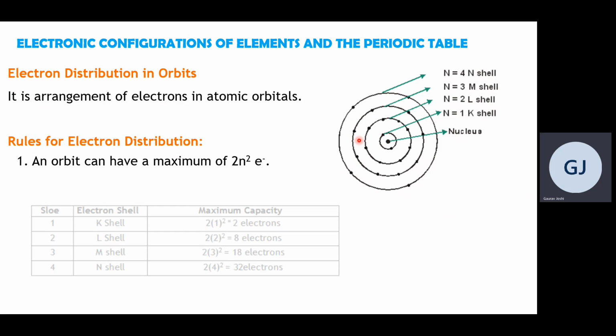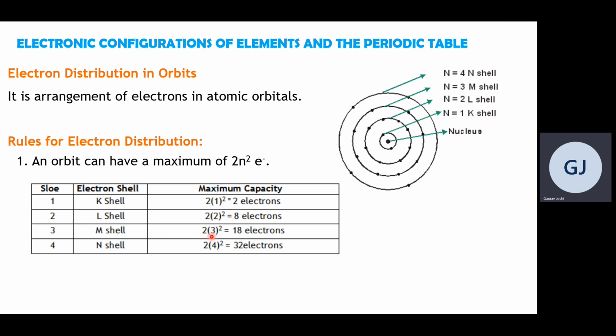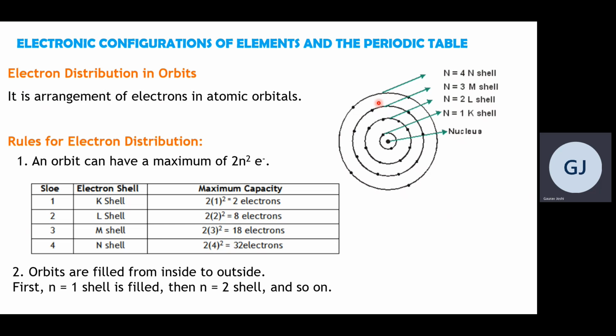In the third shell, n is equal to 3. So 3 to the power of 2, 3 threes are 9, and 9 into 2 means the maximum number of electrons in the third shell will be 18. In the fourth shell, 4 fours are 16, and 16 into 2 is 32. So the maximum number of electrons that can reside in the fourth shell, the N shell, will be 32.